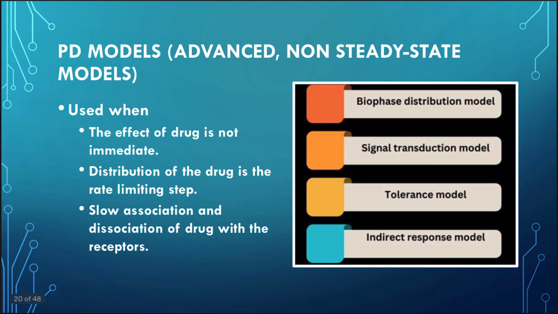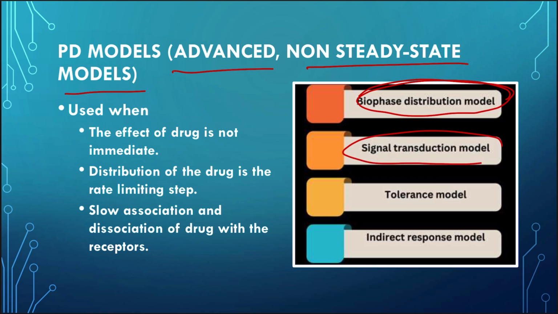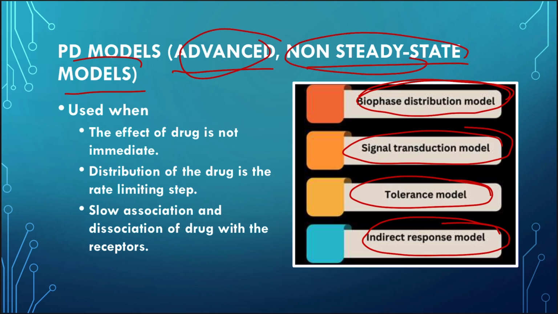Now coming to the next set of PD models, that is pharmacodynamic models, the advanced non-steady state models. Under this we have different models. First is the biophase distribution model, then the signal transduction model, then the tolerance model, then the indirect response model. So when are we going to use advanced non-steady state models? From the name itself it is clear, that is, when we have non-steady state plasma concentration we are going to use these types of models.